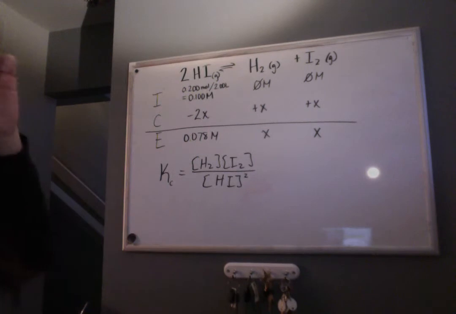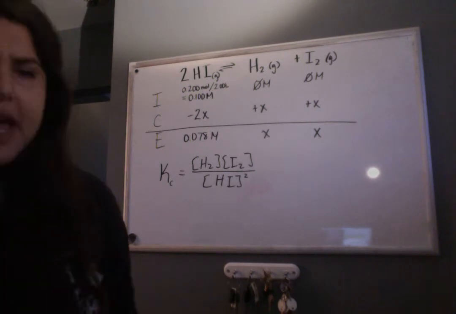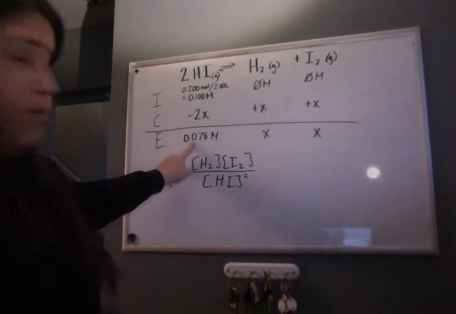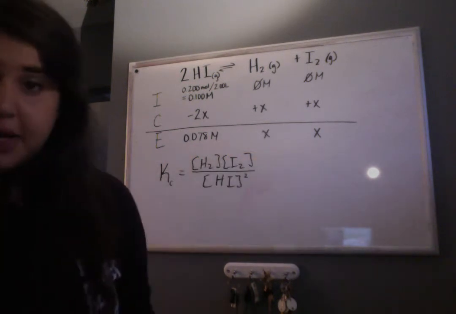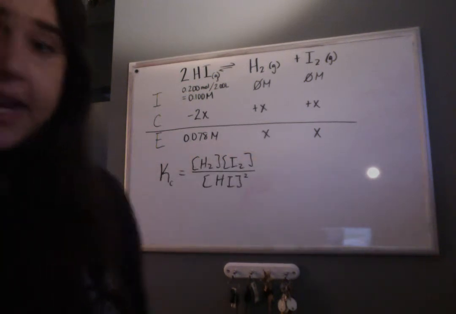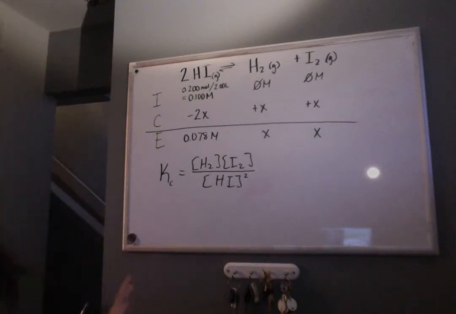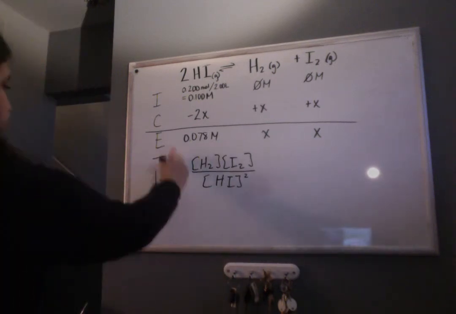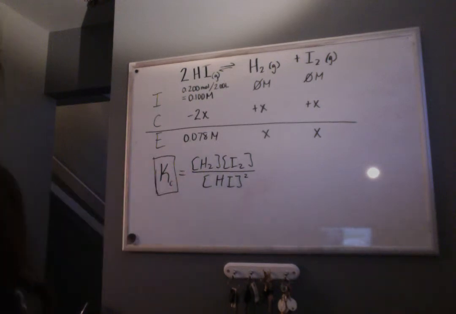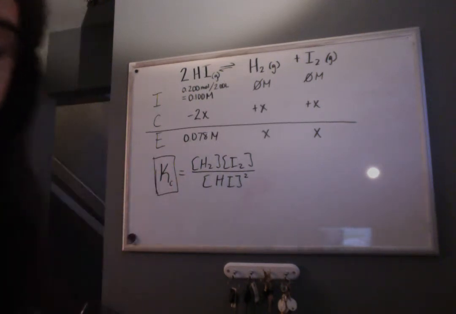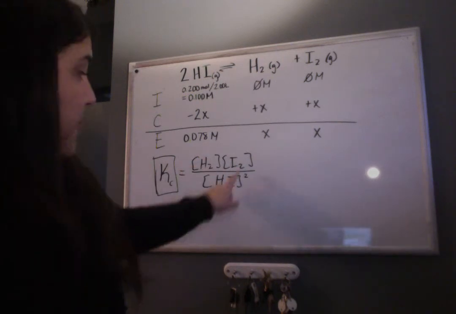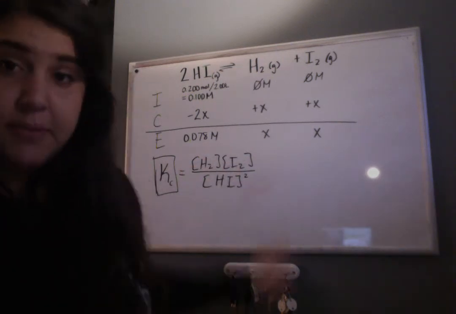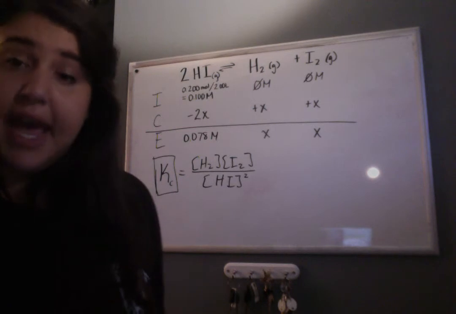So what I figure out is at equilibrium it tells me I have a concentration of HI of 0.078, but I was not given my equilibrium concentrations of hydrogen and iodine gas. Now, the whole question is asking me to solve for my equilibrium constant, my Kc, which means I'm going to need my concentration of H2 at equilibrium, my concentration of I2 at equilibrium, and my concentration of HI at equilibrium.